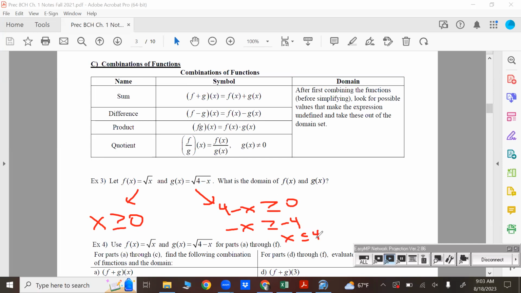Does anyone know why we flipped the inequality? I know it's kind of an old school concept. Do you know why we flipped it? Divide by negative. But why? I'm going a little deeper. Because I guess the min x changes. Like if you think of a graph, it changes the graph direction.